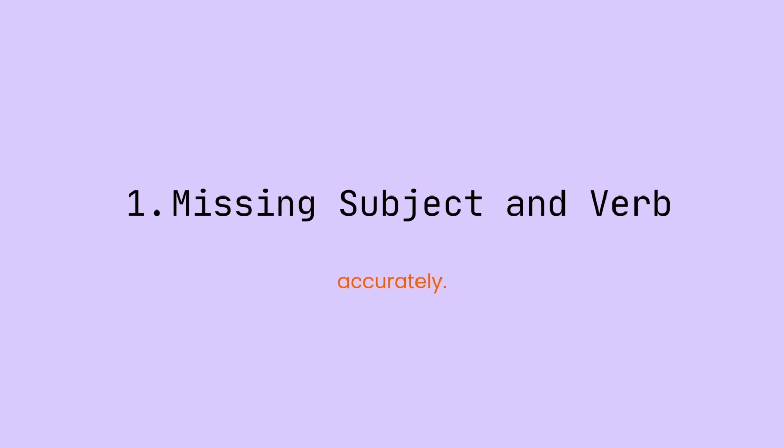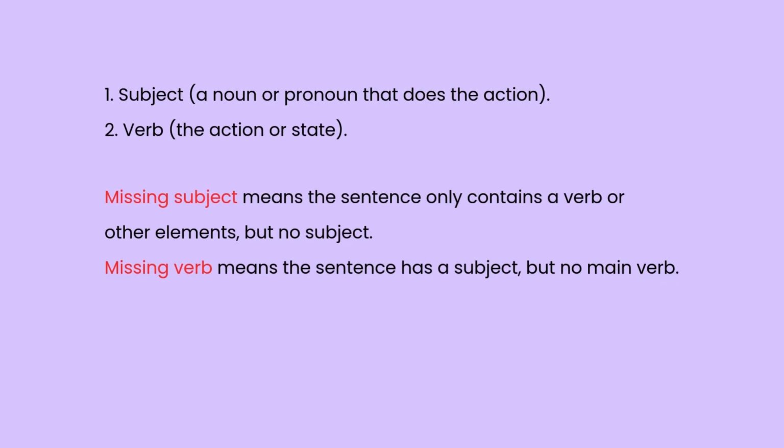correct answer accurately. Every English sentence must have a subject that is a noun or pronoun that does the action, and a verb that is the action or state. One of the most common types of problems that you will encounter in TOEFL test is missing subject or verb. Missing subject means the sentence only contains a verb or other elements but no subject. Missing verb means the sentence has a subject but no main verb.